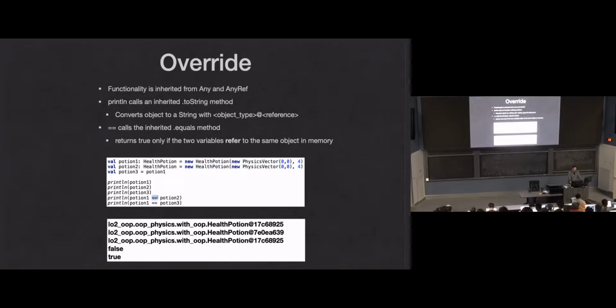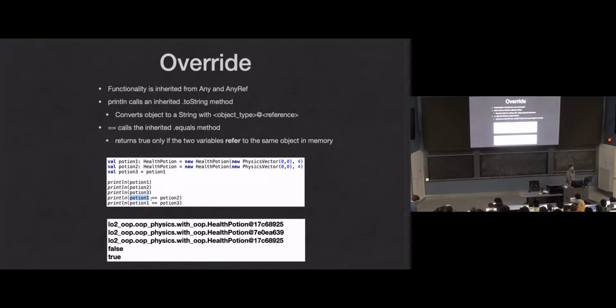The default equals behavior that we inherit from AnyRef, I forgot one key point here. The println will call the toString method. So println takes anything and calls toString on it, and then whatever string is returned prints that to the screen. So potion 1, potion 2, potion 3, they're all getting their toString methods called implicitly through the println method. Then finally, equals. The default behavior that we inherited from AnyRef for equals is comparison of the references.